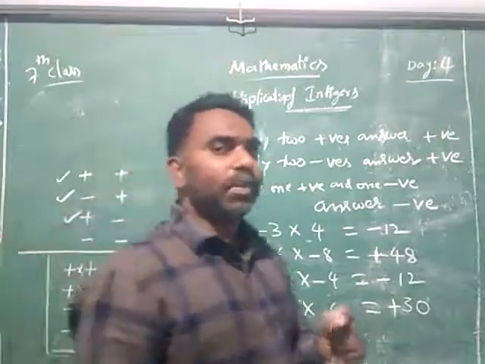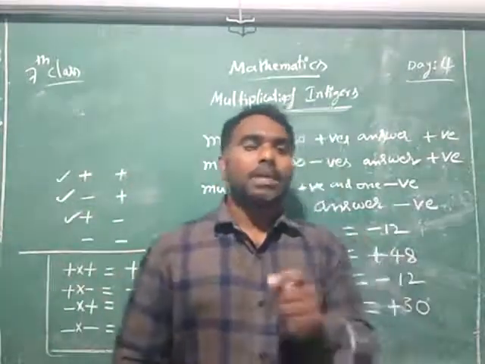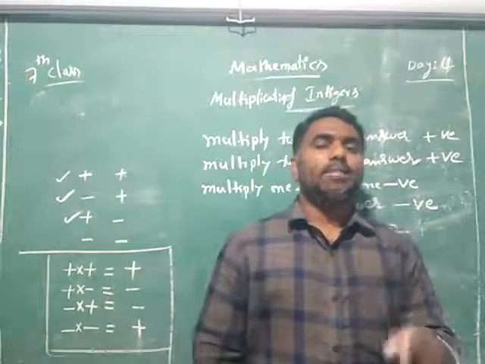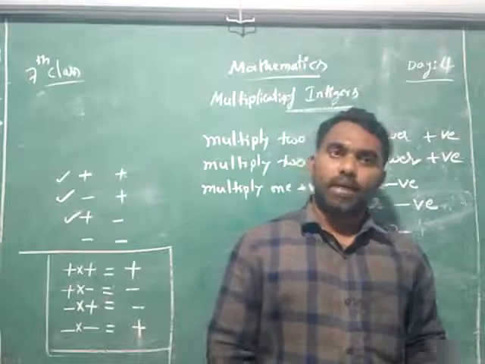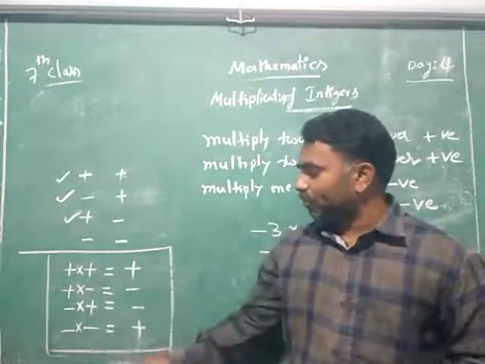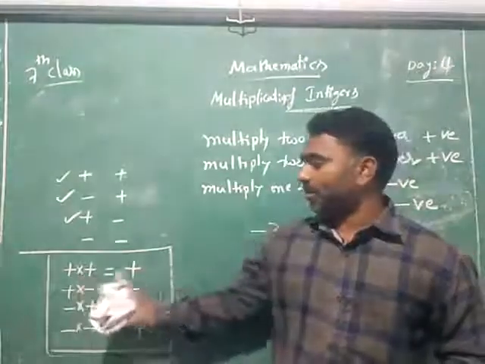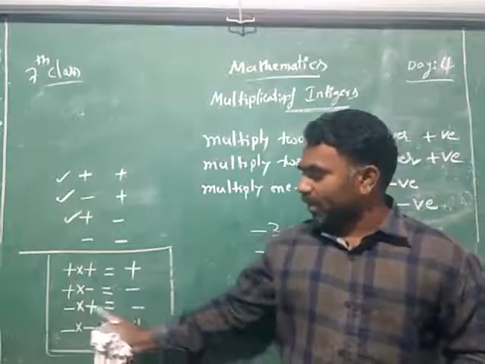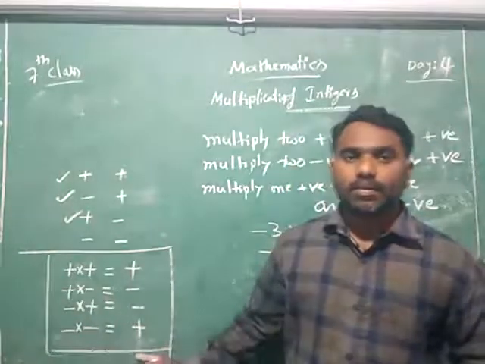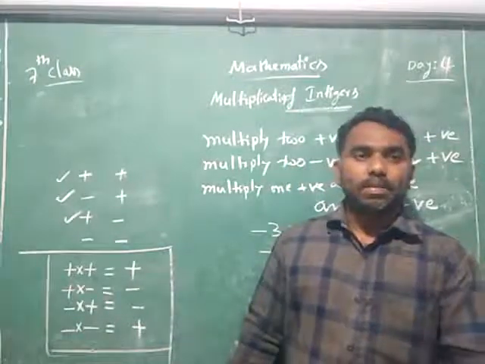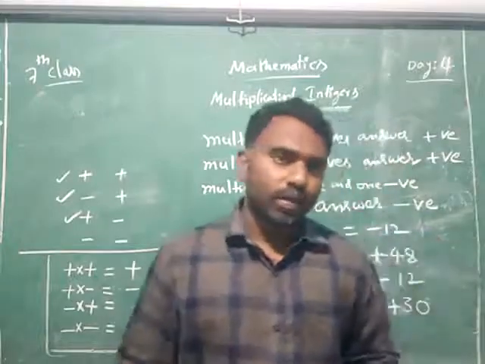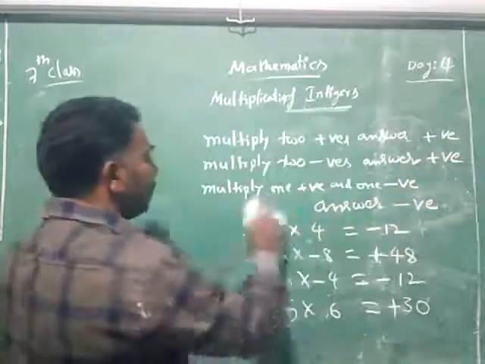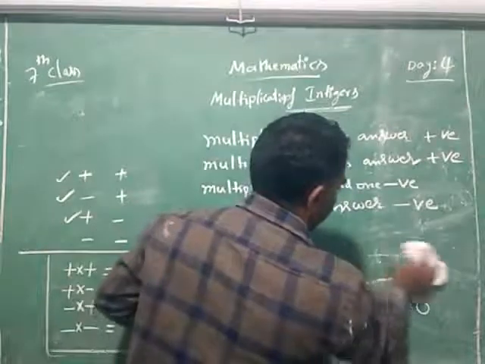What is the main thing we should remember? Multiply the symbols, then multiply the numbers. Multiply the symbols by using this table. Plus into plus, plus. Plus into minus, minus. Minus into plus, minus. Minus into minus, plus. And then multiply the numbers and write the answer. Okay? When we multiply more numbers, what is the process?